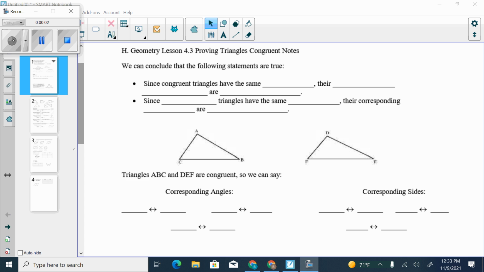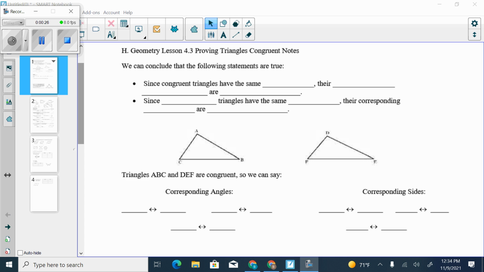Alright, so we spent the entire last period talking about different postulates that we can use in order to determine if triangles are congruent. All of those required that we be able to prove that some of the sides and or some of the angles were congruent, right? And if we had enough, we said we could prove that the two triangles were completely congruent.